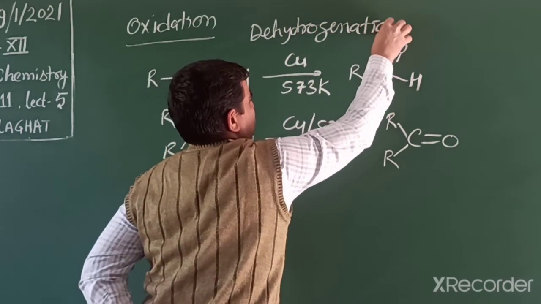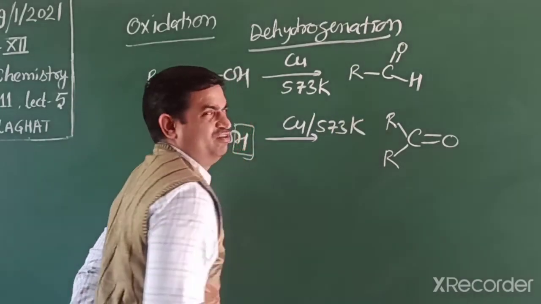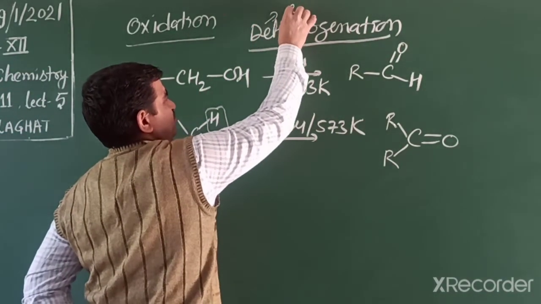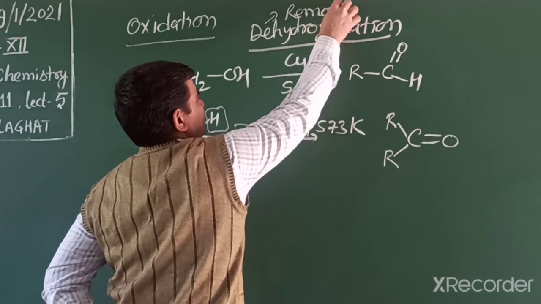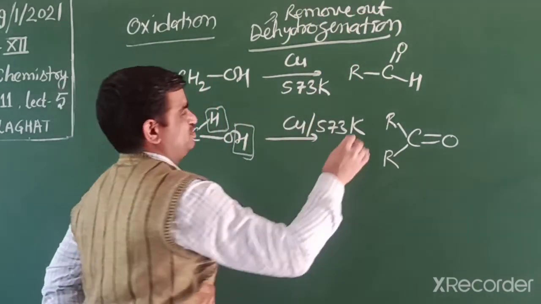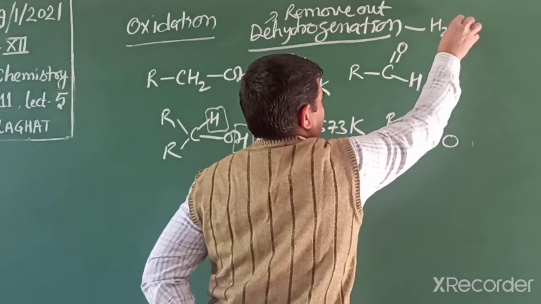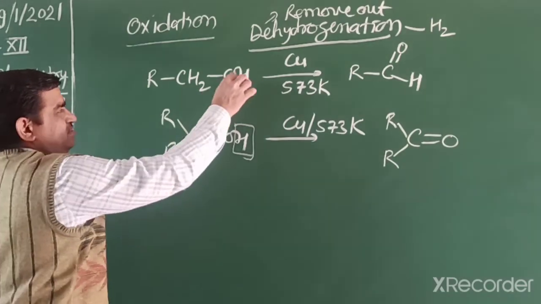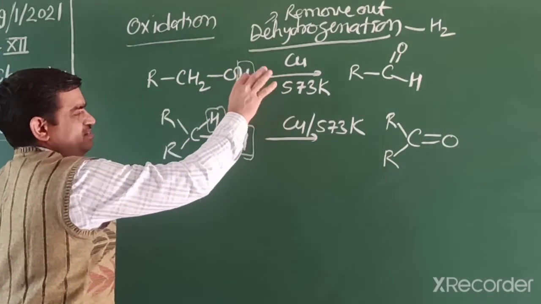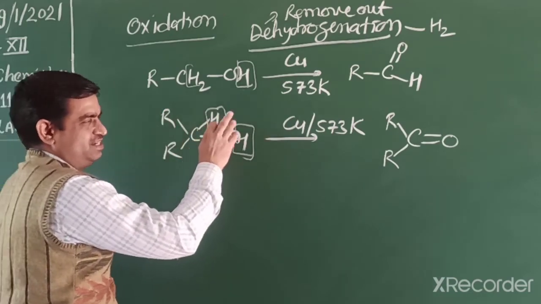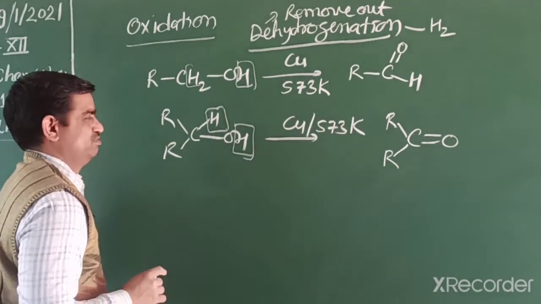Dehydrogenation means removal of hydrogen gas. De means remove out. What? Hydrogen. Dehydrogenation. If the alcohol is primary, then we get aldehyde, and if the alcohol is secondary, then it is converted into ketone.